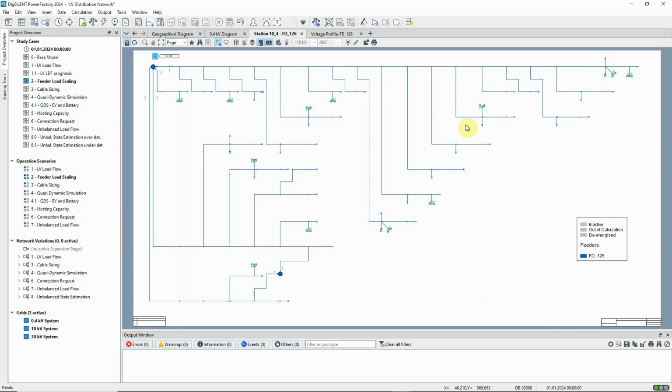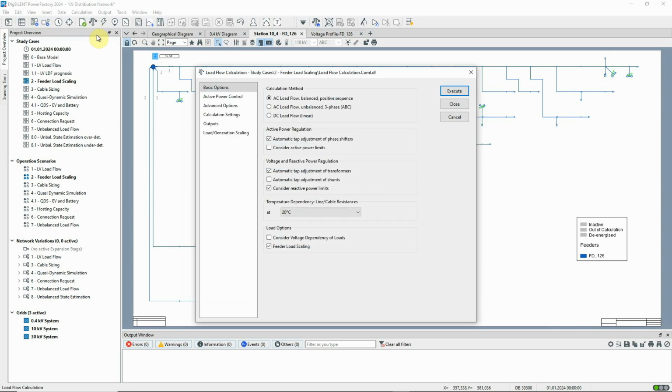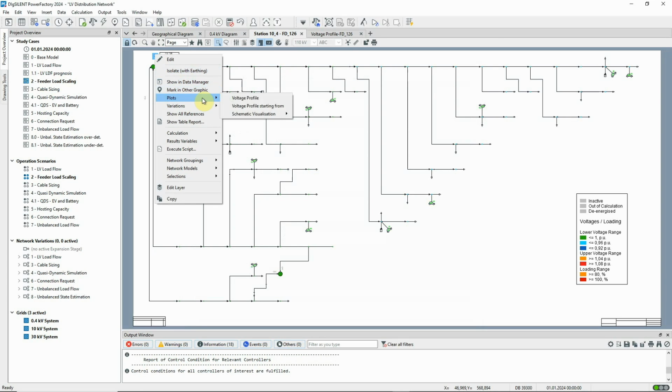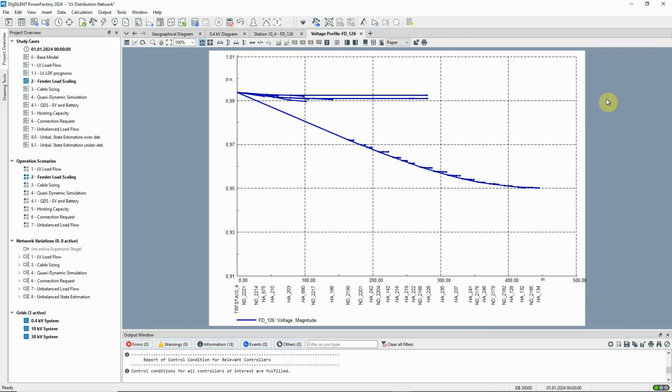Let's start by first running a load flow without feeder load scaling. We can create a voltage profile plot for the feeder. The x-axis is the distance in meters along the feeder. The y-axis shows the per unit voltage.